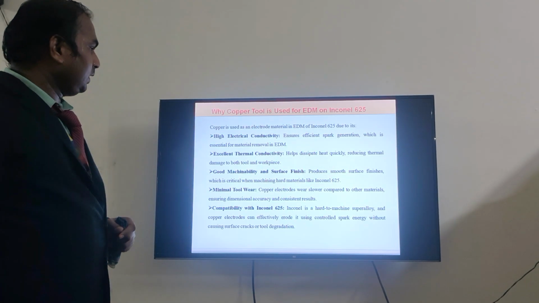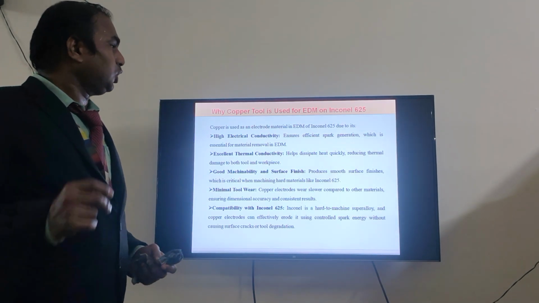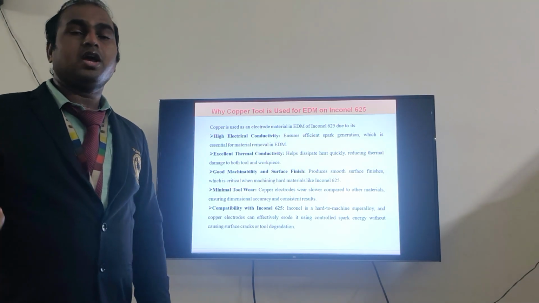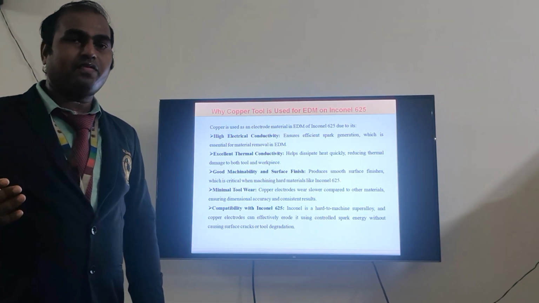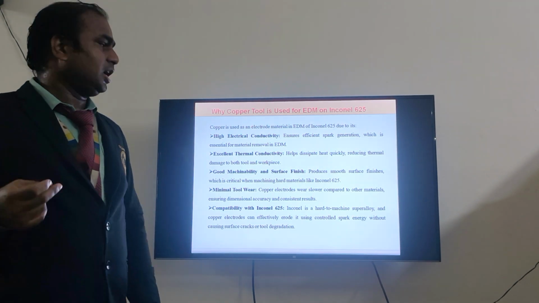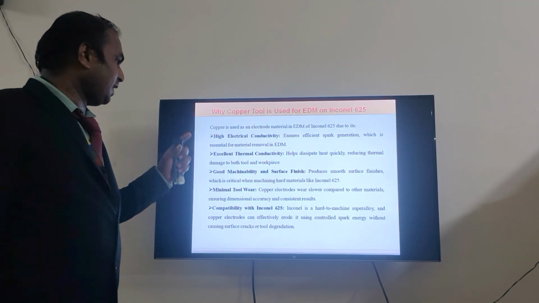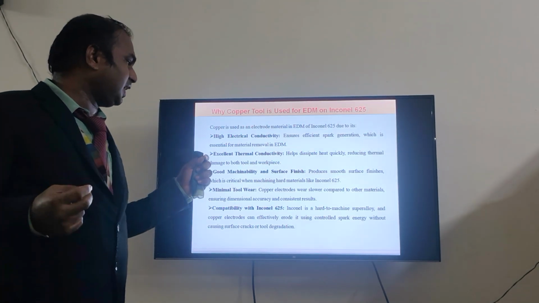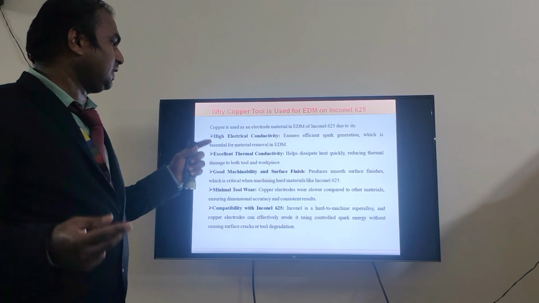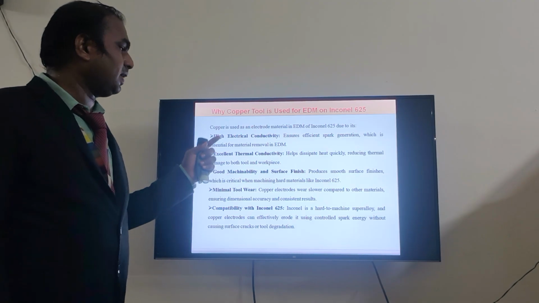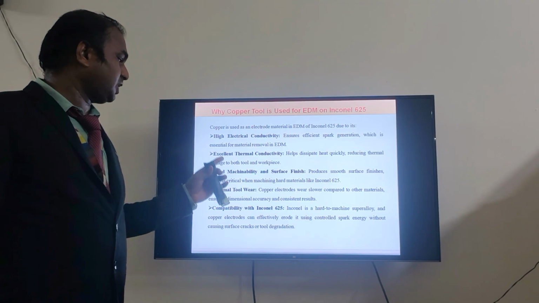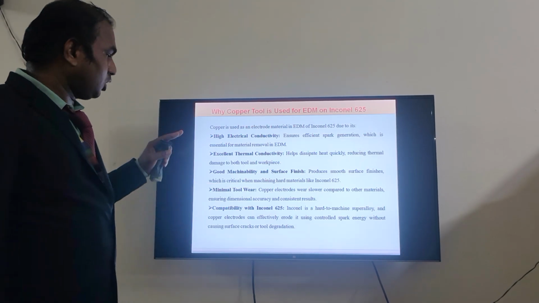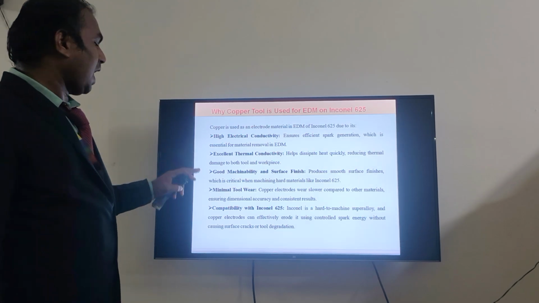So this alloy plays a vital role in various applications, with the key reasons for considering it a superalloy. Yes. Next is, why is the copper tool used in EDM? Normally there are various tools available in the EDM machining process. Normally we use graphite. Instead of graphite, in the latest technologies, they are using copper. Why? Because copper has very high electrical conductivity with very good spark generation, which is essential for material removal rate, that is MRR. It has excellent thermal conductivity, good machinability and surface finish, minimal tool wear, and compatibility with Inconel 625. The most important things are the thermal conductivity and the minimum tool wear.